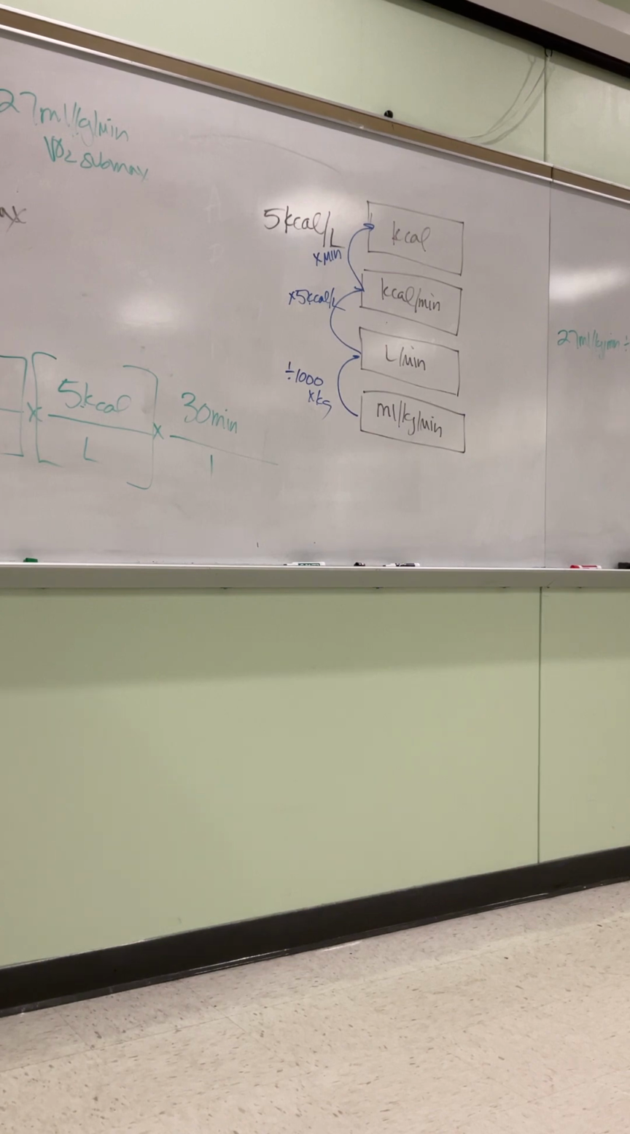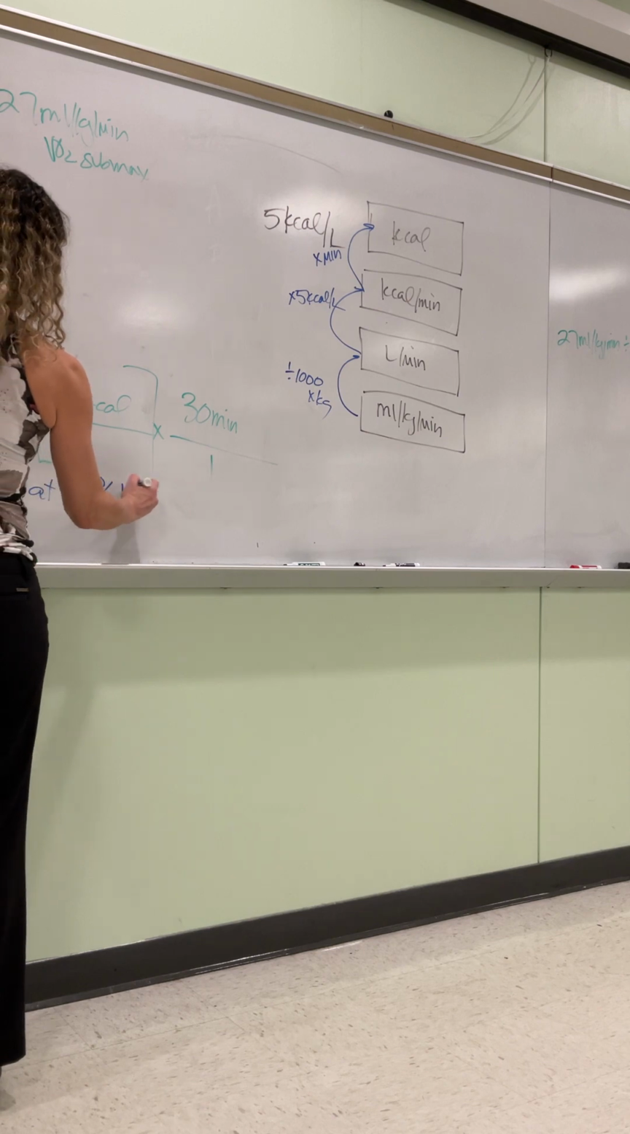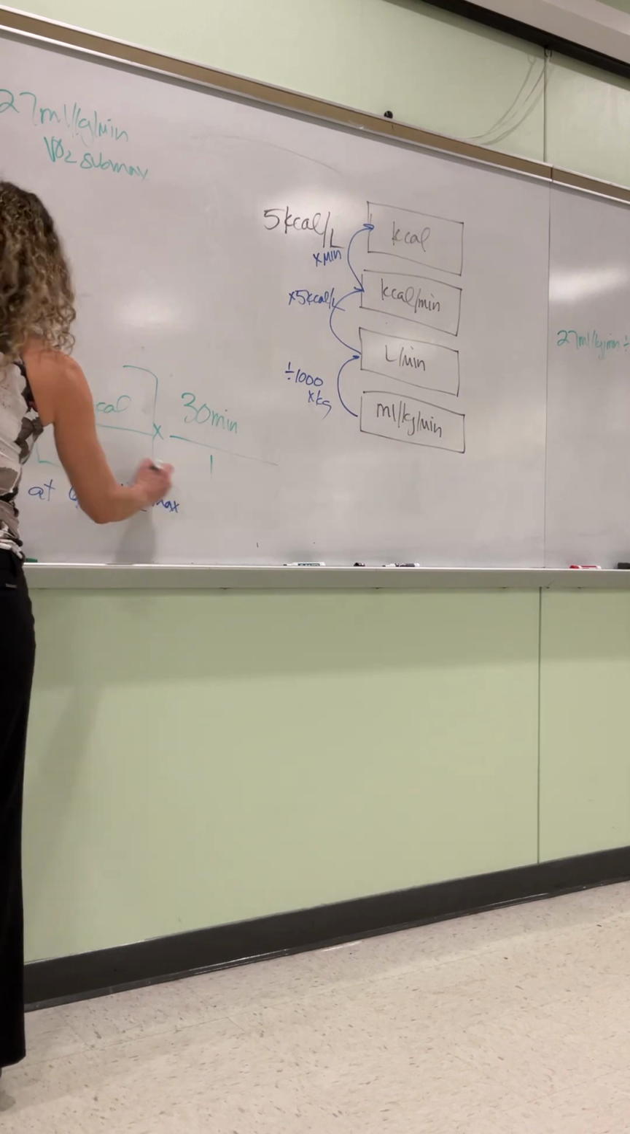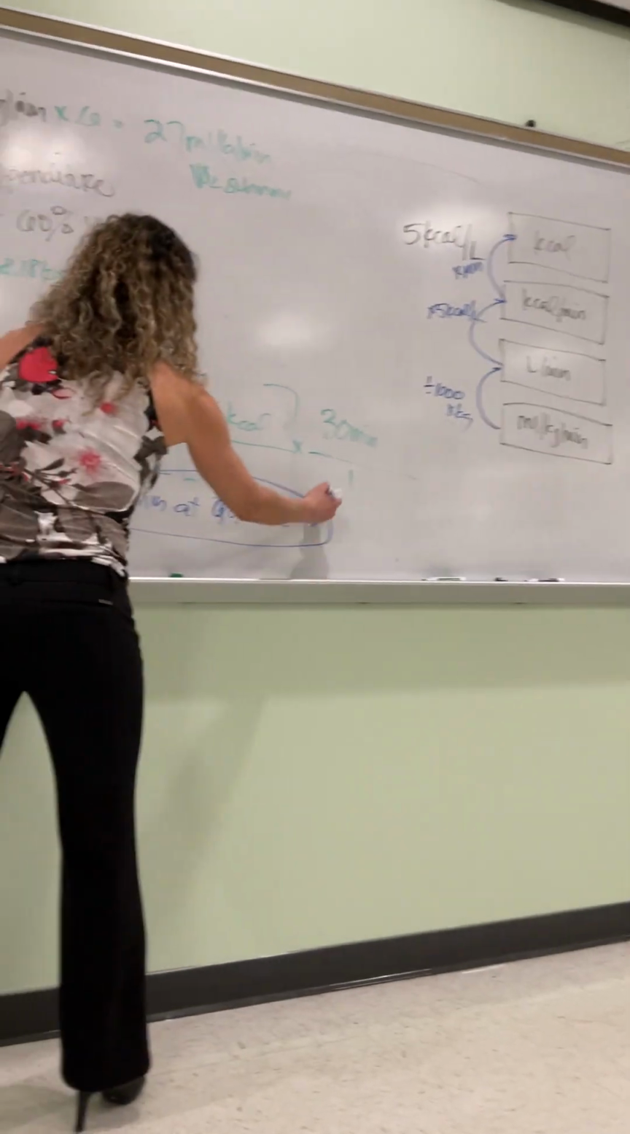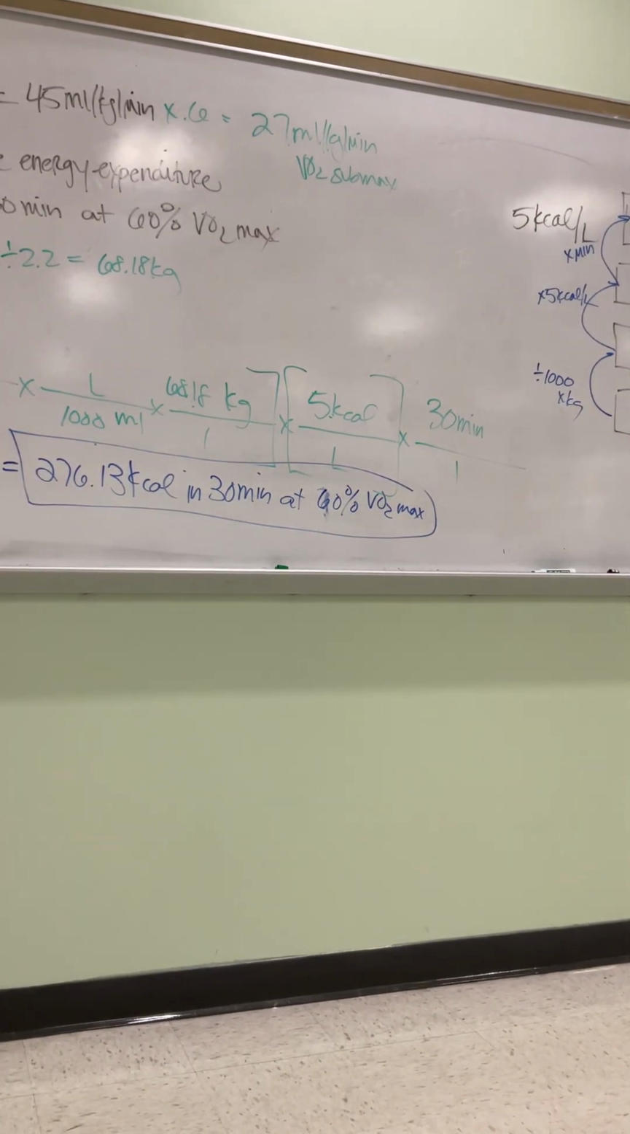276? Wait, 0.13. 0.13, yes? For 30 minutes. Calories in 30 minutes at 60% of VO2. 60% VO2 max. That's how I want the unit. Any questions on that?